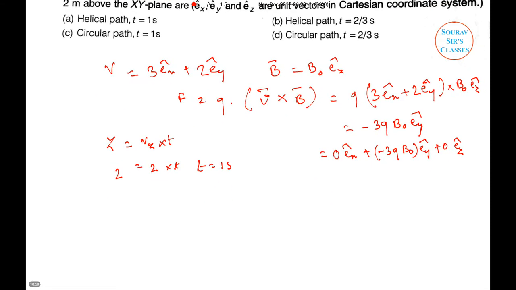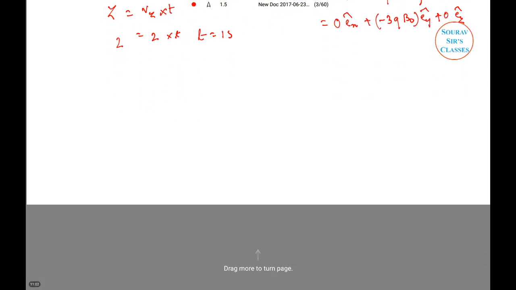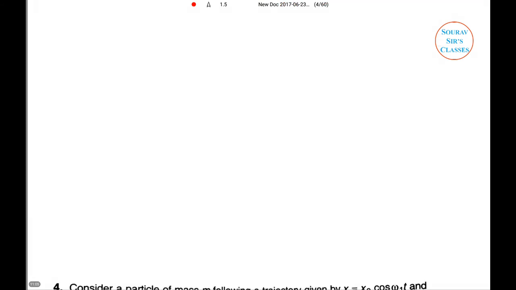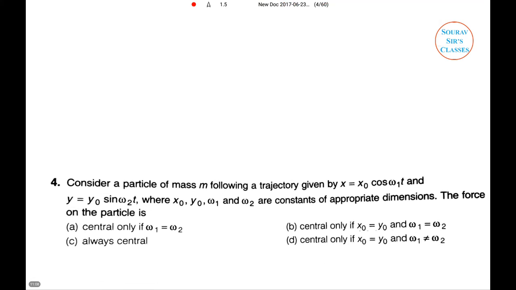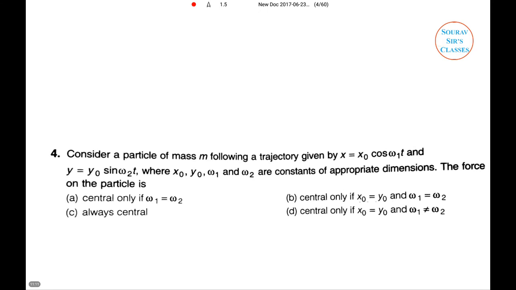Now going to the next question. Consider a particle of mass small m following a trajectory given by x equal to x naught cos omega 1 t and y equal to y naught sine omega 2 t, where x naught, y naught, omega 1 and omega 2 are constants of appropriate dimensions. The force on the particle is, there are four options. A is central only if omega 1 is equal to omega 2, B is central only if x naught is equal to y naught and omega 1 is equal to omega 2, C always central, and D central only if x naught is equal to y naught and omega 1 is not equal to omega 2.